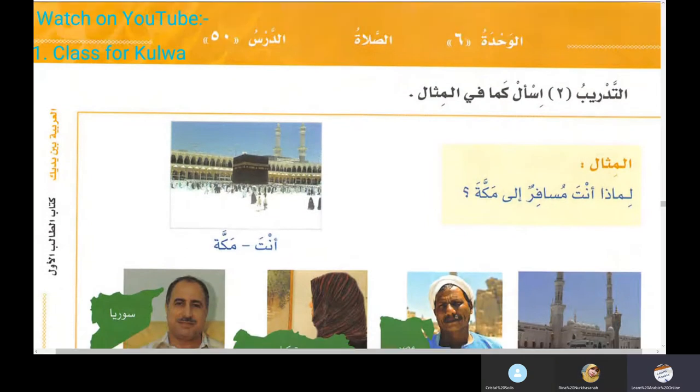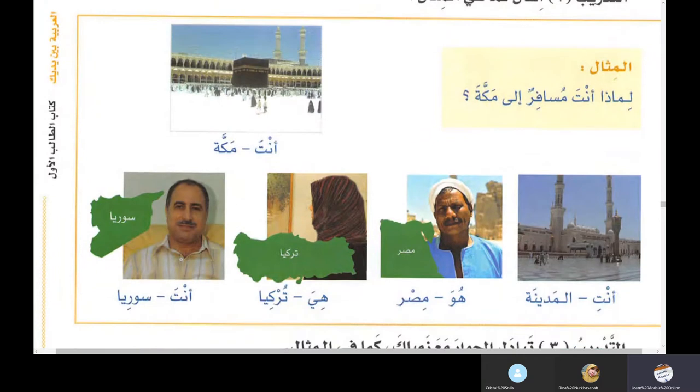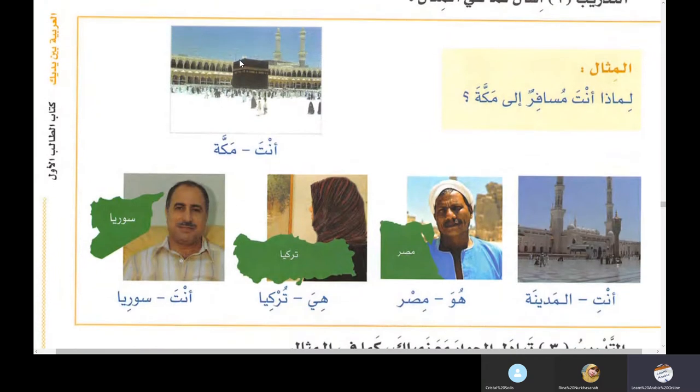Okay, at-tadrib ath-thani, second exercise. Is'al kama fil misal, ask as done in the example. So we will ask a question according to the picture. Limaza anta musafirun ila Makkah? Why are you traveling to Makkah? Okay. For male, you will say musafirun. For female, you will say musafiratun. Musafiratun.